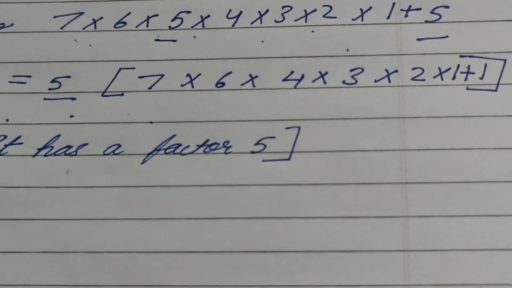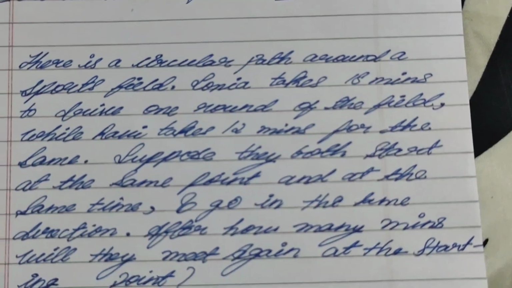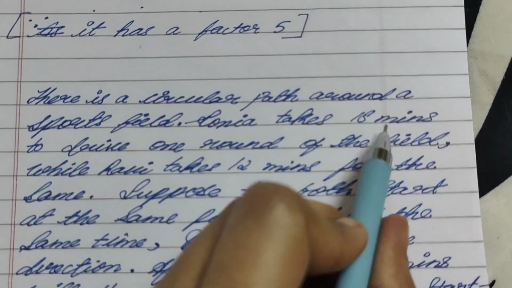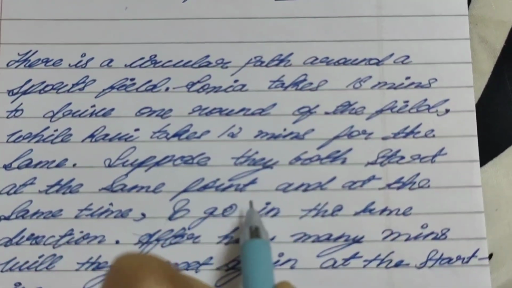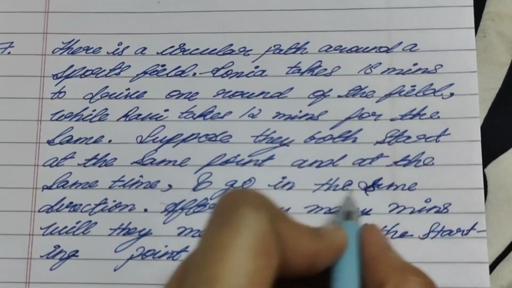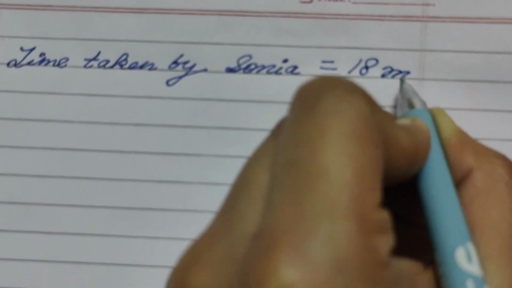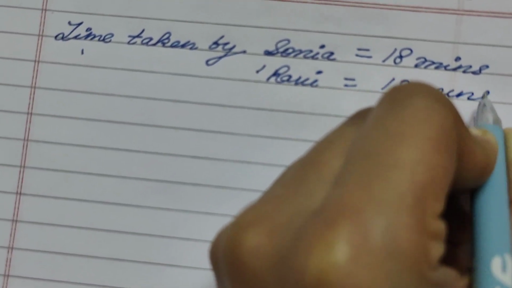So now let's move to the next question. As we can see, this question is lengthy, but the answer is not lengthy. It's very easy. There is a circular path around a sports field. Sonia takes 18 minutes to drive one round of the field, while Ravi takes 12 minutes for the same. Suppose they both start at the same point and at the same time and go in the same direction. After how many minutes will they meet again at the starting point? This is very easy, as I have already said. First we will write: time taken by Sonia is equal to 18 minutes. Same with Ravi, it is equal to 12 minutes.